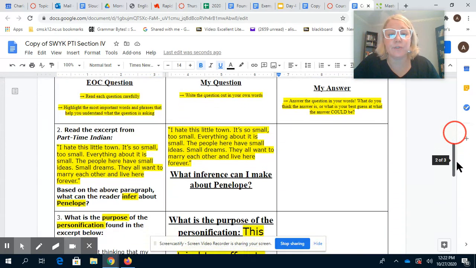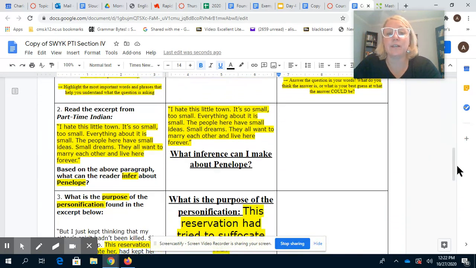All right, number 2, our question was, what inference can I make about Penelope based on this quote? And it says, I hate this small town. It's so small, too small. Everything about it is small. The people have small ideas, small dreams. They all want to marry each other and live here forever. Well, the inference I can make about Penelope is it doesn't sound like she really likes that town very much, right?